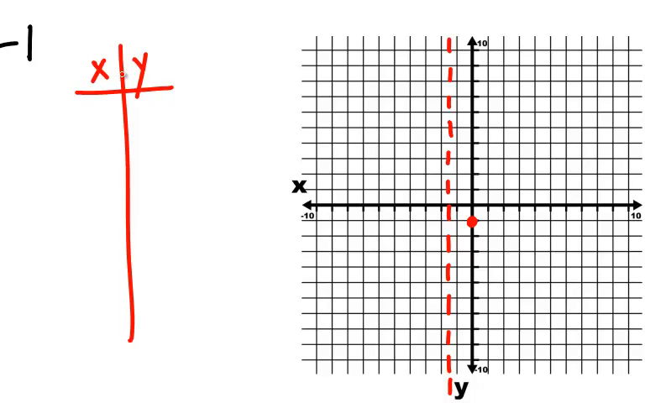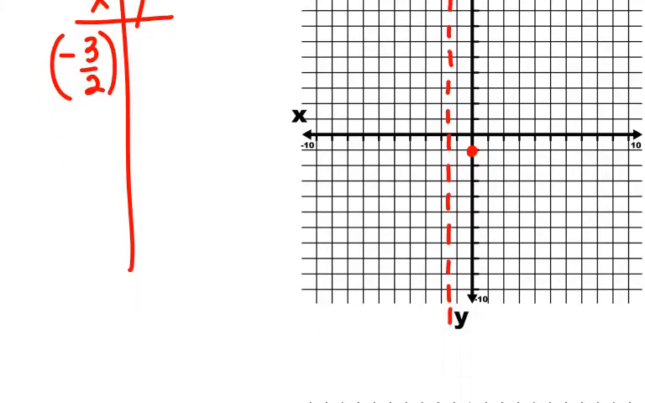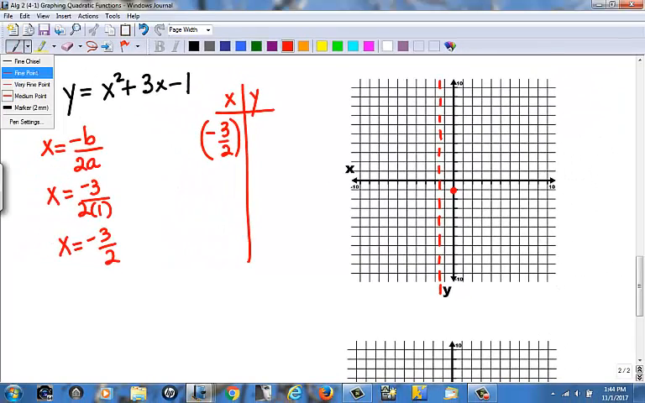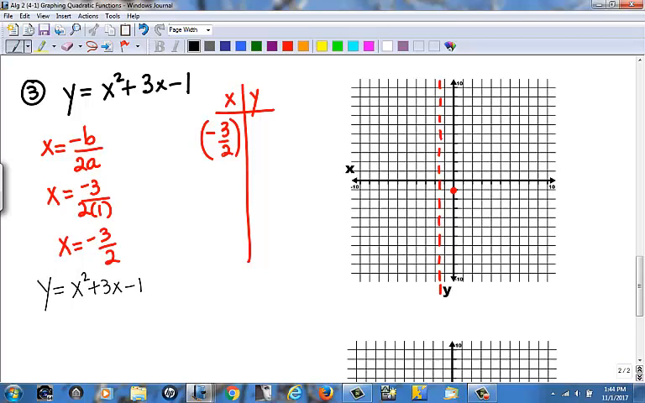The axis of symmetry, our vertex has to be on that axis, and that's a critical point to get. So put negative 3 halves in for x. You might have to do a little work, and I'm going to do it with fractions. I'm going to take that original equation and put in negative 3 halves for x. I want to solve for y.